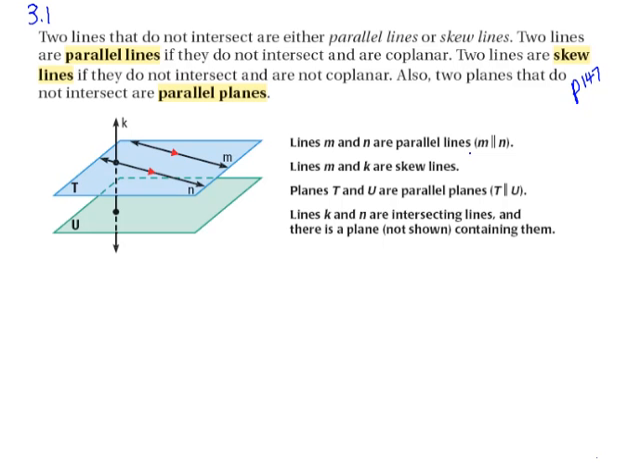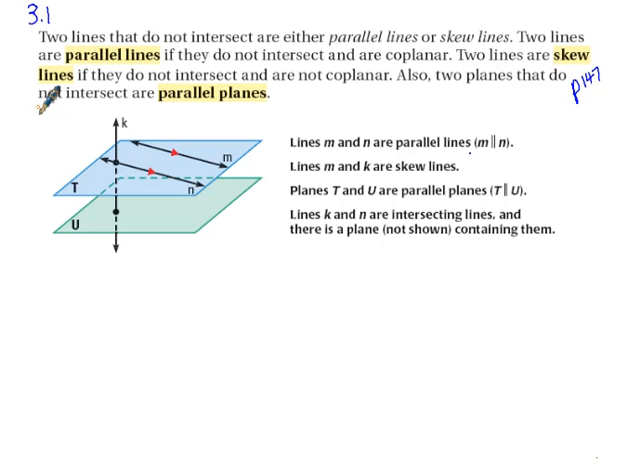Parallel lines do not intersect and are coplanar. Skew lines do not intersect and they're not coplanar, so they're not in the same plane. Okay? Two planes that do not intersect are called parallel planes. So write those three definitions down.